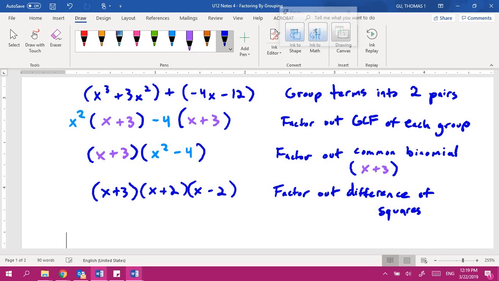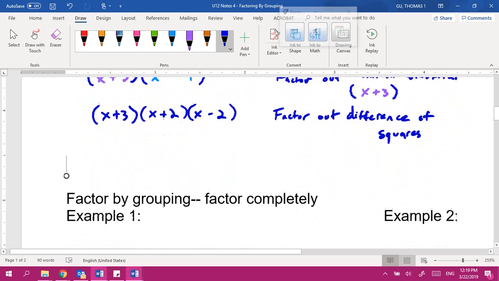So we factored out the difference of squares. And that would be the answer right there: x plus 3 times x plus 2 times x minus 2. And that's pretty much the steps for factoring by grouping. So we're going to do a couple of examples here to get some repetition and try to memorize the steps. So let's write down example number 1.